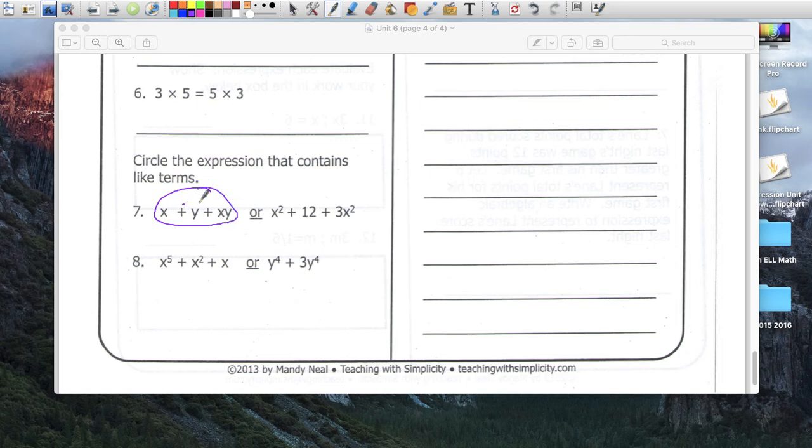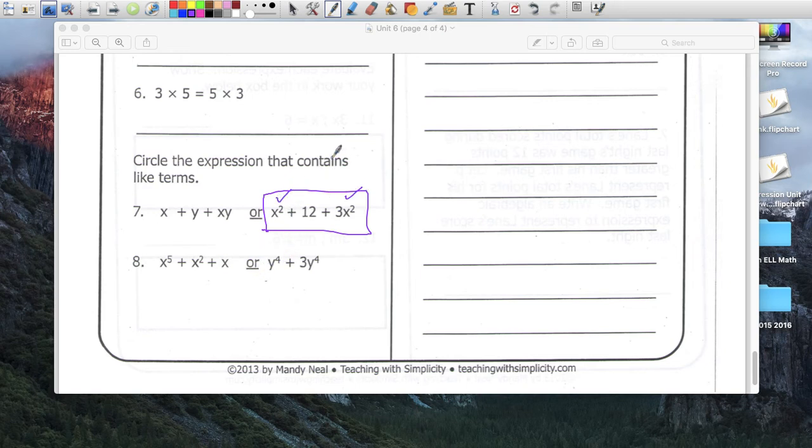No. X, Y, no, they're not like. And X, Y is not. It's definitely different than Y and X. So this doesn't have any like terms. This one does. So this is the one that we want, and I'm going to erase this. That expression does not have any like terms. This has like terms. This and this are like terms.